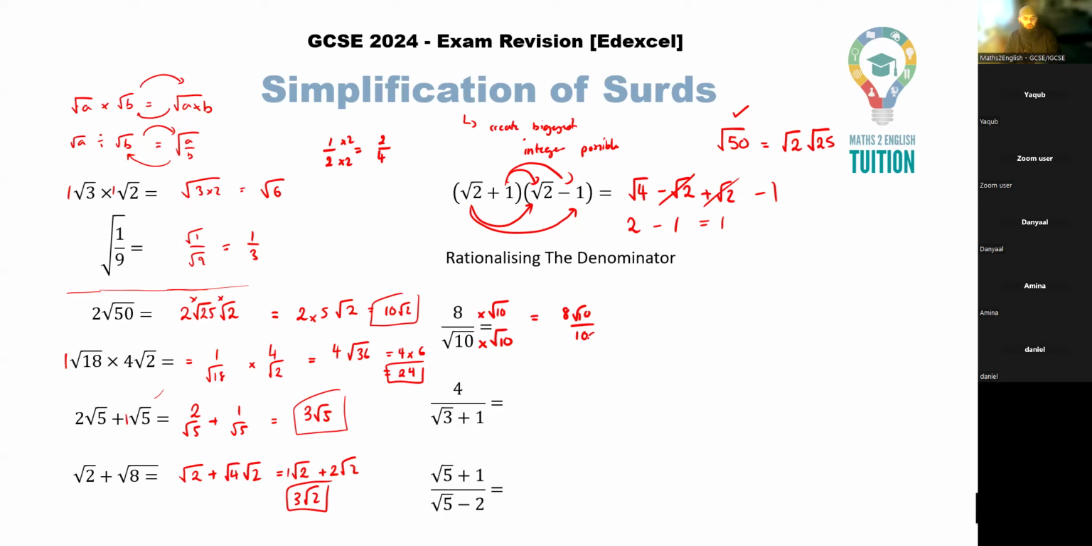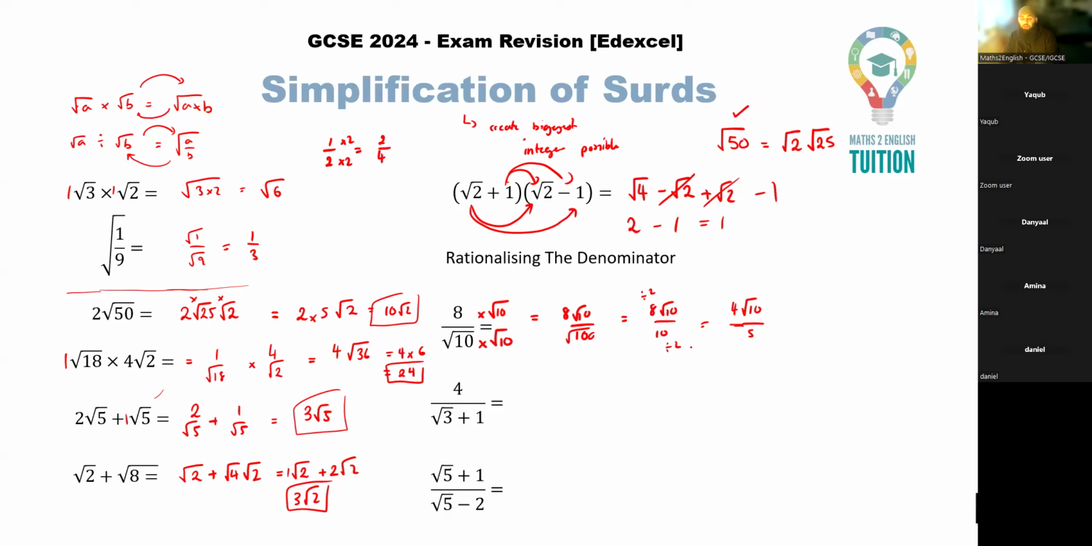Because that's going to give me square root 100, and when I do square root 100, that's going to give me 10. And so I can simplify further. I can divide the top number by 2, I can divide the bottom number by 2, and I'm going to get 4 square root 10 over 5.